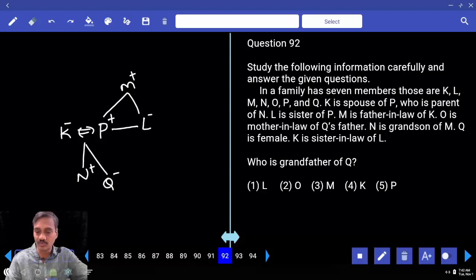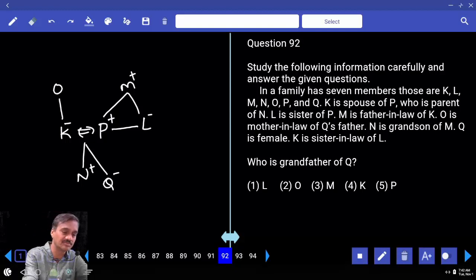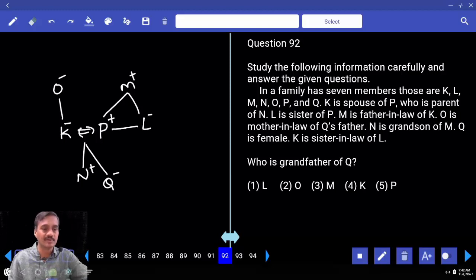Then, O is the mother-in-law of Q's father. But Q's father evaru? P. And O is the mother-in-law, O ekkada ravali? O must be the mother of this K. Done, 1, 2, 3, 4, 5, 6, 7 persons. Then who is the grandfather of Q?